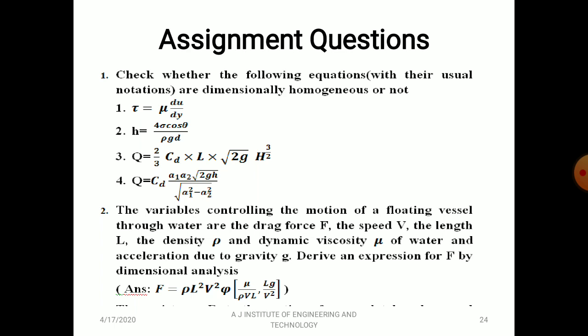So we have to get the final expression as F equal to ρ L square V square function of mu divided by ρ VL comma Lg divided by V square. That is the answer. So we have to try that using Rayleigh method.